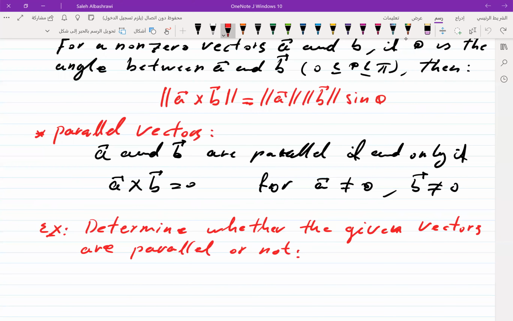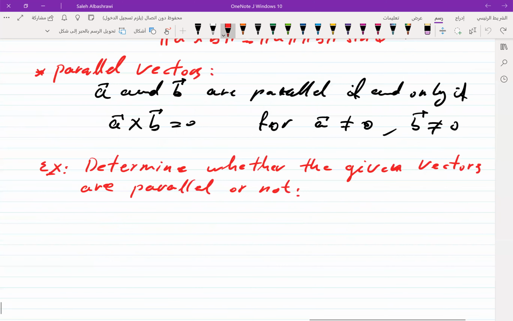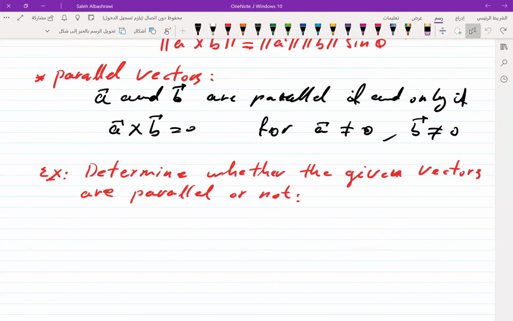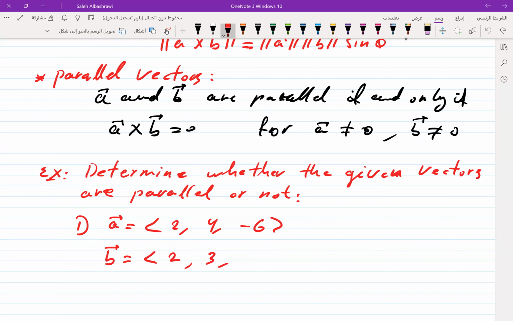Determine whether the given vectors are parallel or not. Number one, let's say the first one, A is given by 2, 4, minus 6, B equal to 2, 3, and let's say 5. I need to check, are these parallel or not?